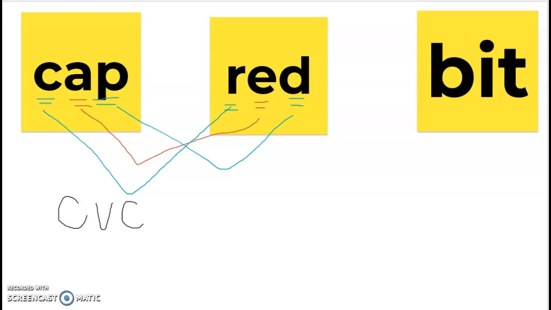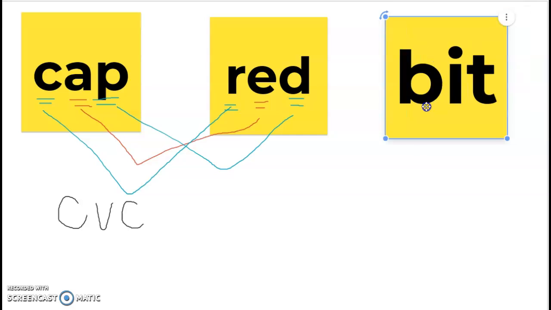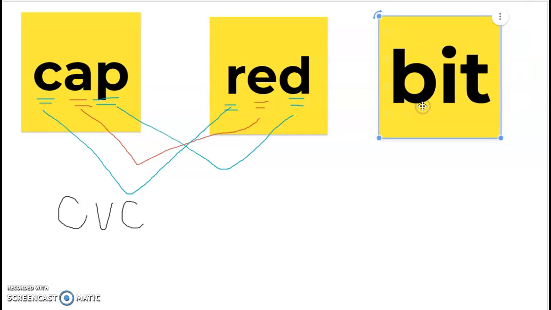Now let's look at the word bit. B-it. What do you notice about the word bit? You're right, this word bit has 3 letters also, just like the others, and it also has the same consonant, vowel, consonant pattern. So today we are going to be working with words that have a consonant, vowel, consonant pattern.